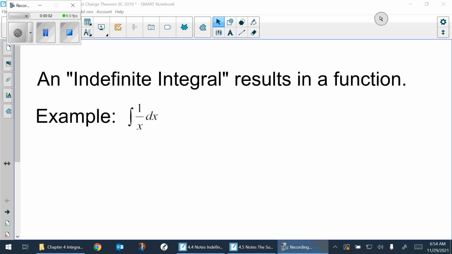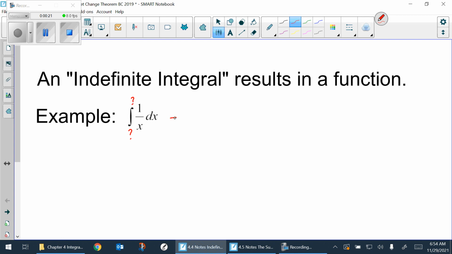4.4, we're going to talk about indefinite integrals, and we're going to talk about the net change theorem. Now, we have here an example of an indefinite integral. It's indefinite because there is no lower limit, there is no upper limit given to us.